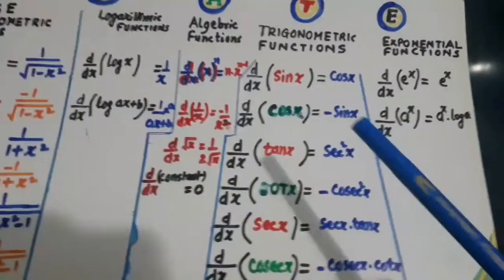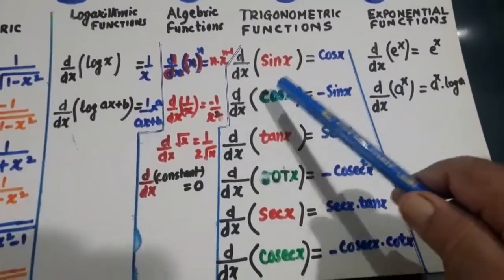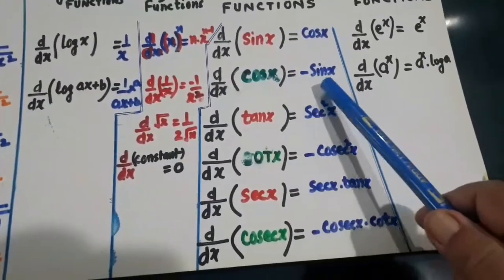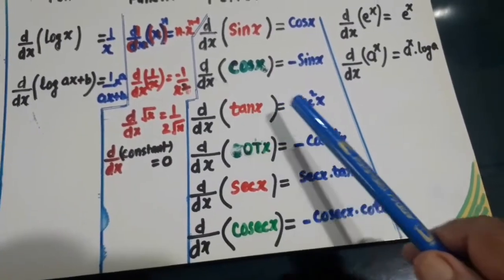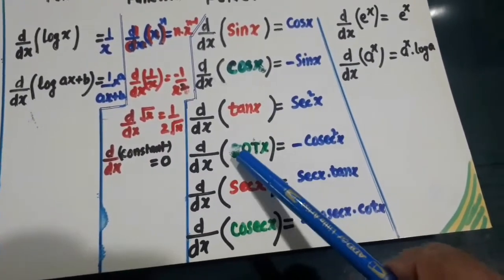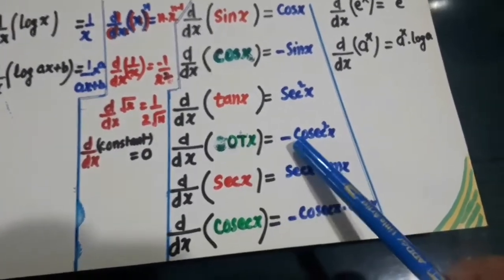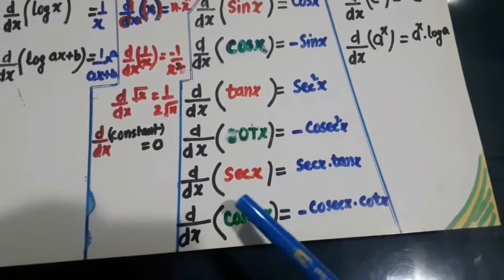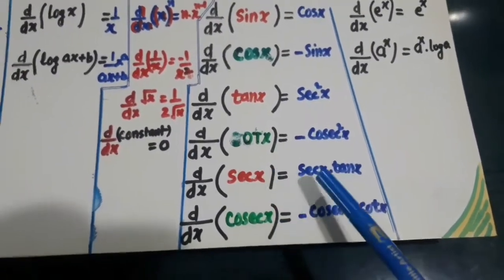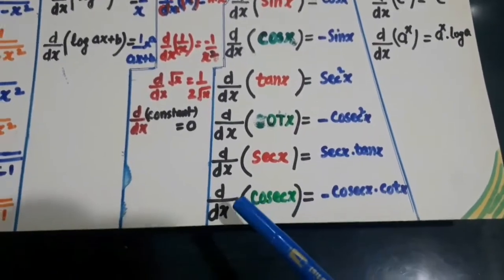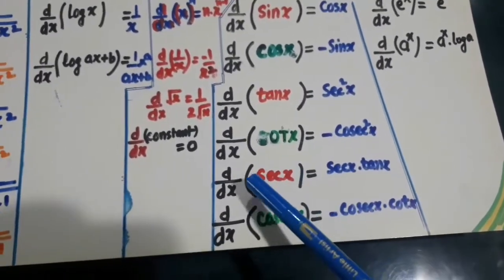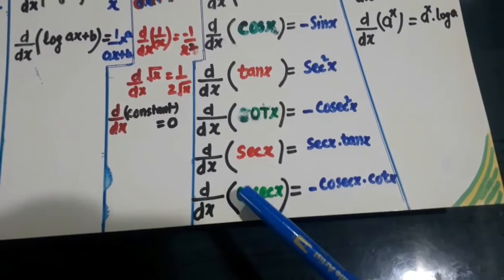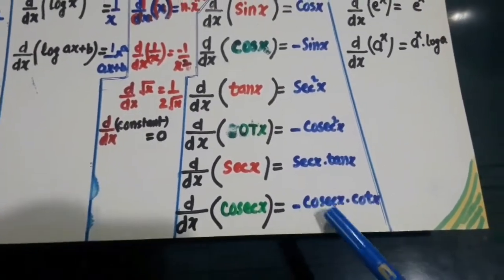Now let us go to trigonometrical functions. ddx of sin x is cos x. ddx of cos x, starting with c, it will be minus sin x. ddx of tan x, it is secant square x. ddx of cot x, it is starting with c, it will be in minus. So को इधर लगा दो, cosecant square x. ddx of secant x, it is secant x tangent x. ddx of cosecant x, इसके आगे c लगा दीजिए. So it will become, since it is starting with c, it will be in minus. So minus cosecant x cot x.